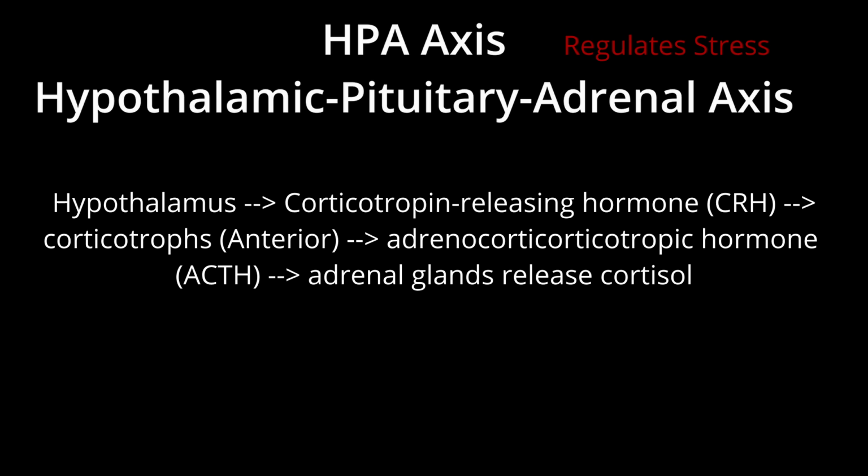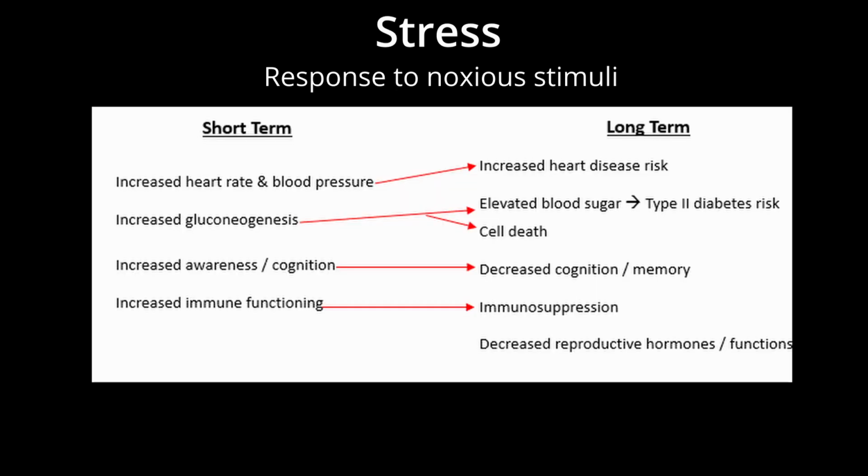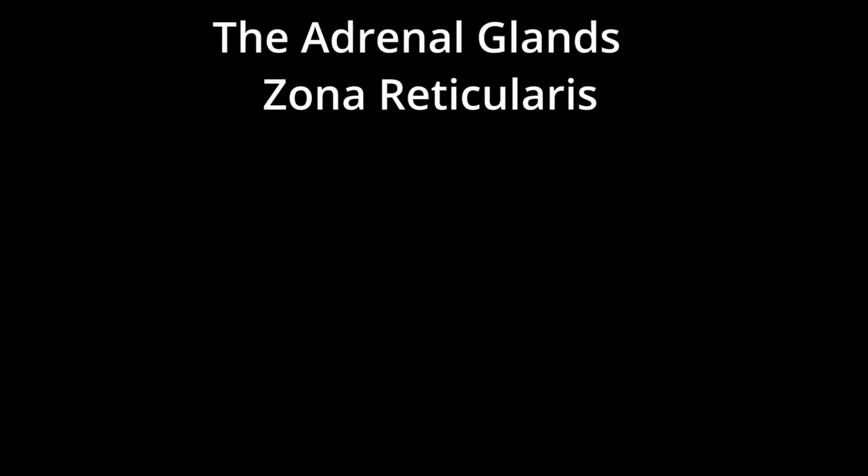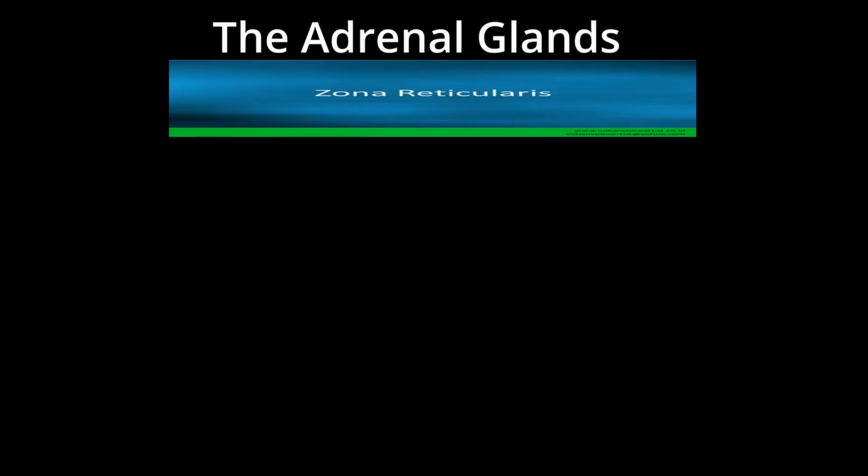Cortisol also alters metabolic processes, along with epinephrine and norepinephrine from the autonomic nervous system in the sympathetic response. Now, stress is a normal response. It has noxious stimuli. Short is good and protective, but long can be stressful and harmful by using too much cortisol. Now, HPA has disorders like too much cortisol, known as Cushing's disease, and too little cortisol, known as Addison's disease.